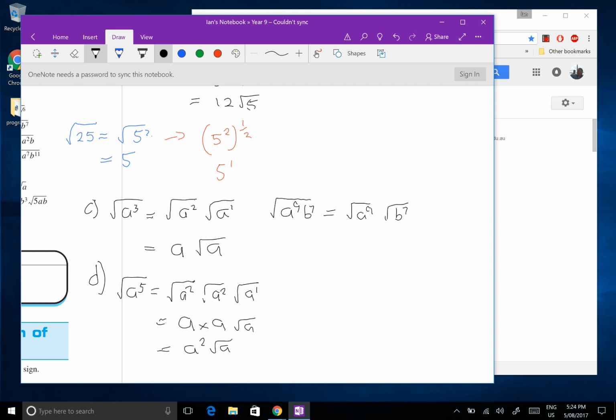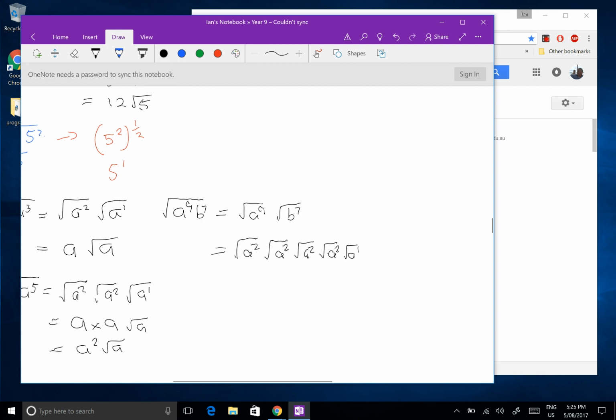I can split them, and now I can just deal with the a to the 9. Well, the a to the 9, we'll divide it up into 2s: 2, 2, 2, and a 1. 2, 4, 6, 8, 9. There's my a's done. Let's rack up the b to the 7. We'll take b to the 2, b to the 2, b to the 2, and b to the 1. So there's my b to the 7.